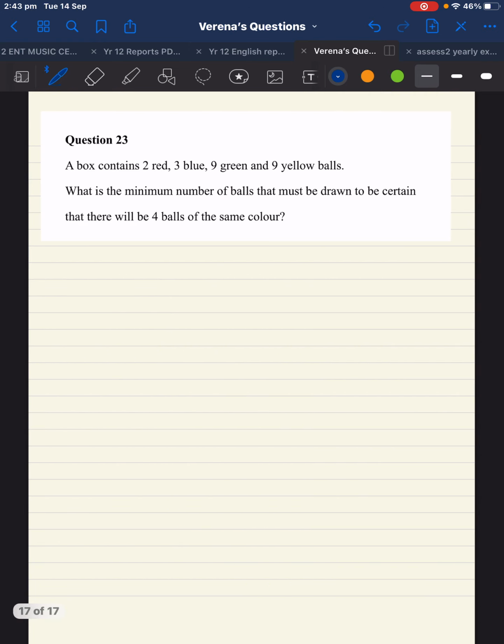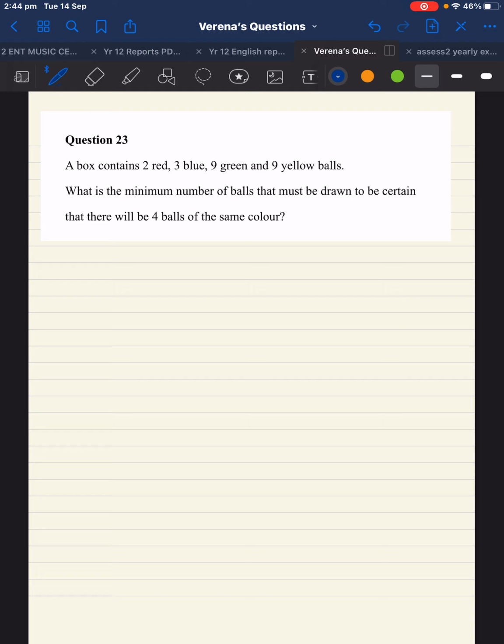And on to our final question, question 23. A box contains 2 red, 3 blue, 9 green, and 9 yellow balls. What is the minimum number of balls that must be drawn to be certain there'll be 4 balls of the same color? So we're talking about, even if you're the most unluckiest person in the world, how many balls do you need to pull out of this box to be certain of 4 balls of the same color? So what we'll do is, we'll assume you are the most unlucky person in the world.